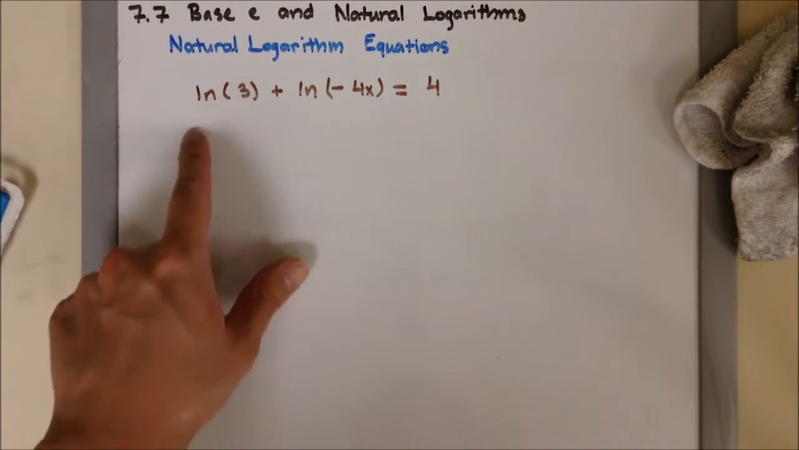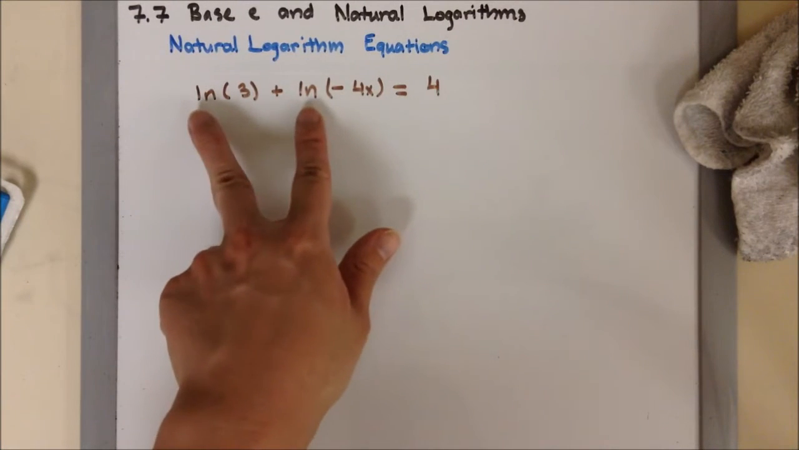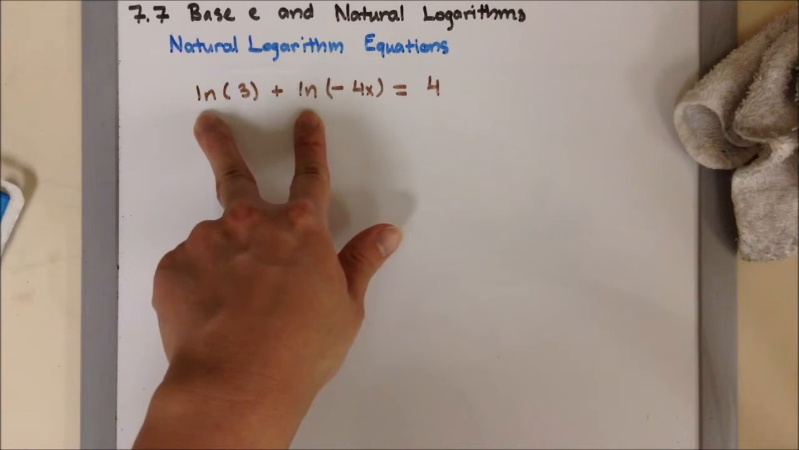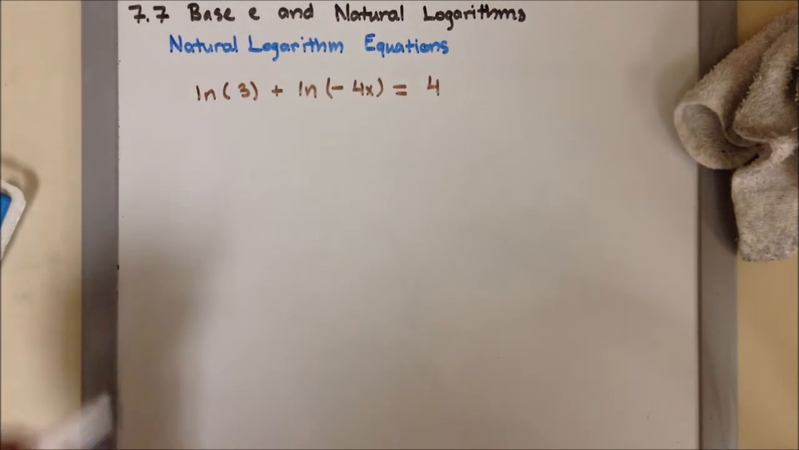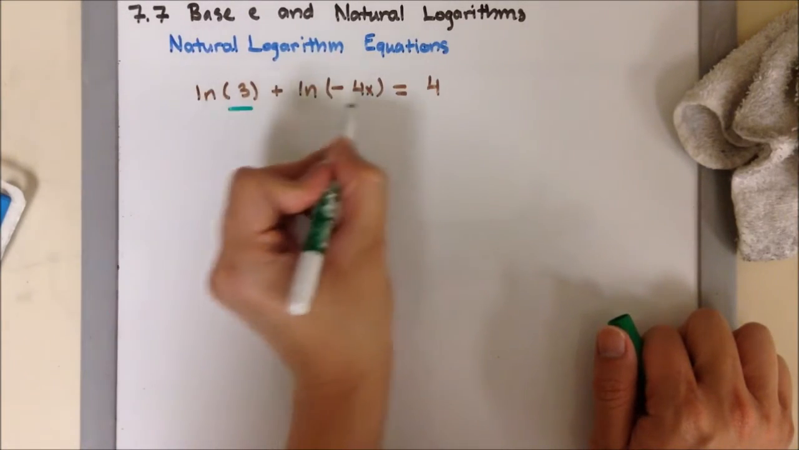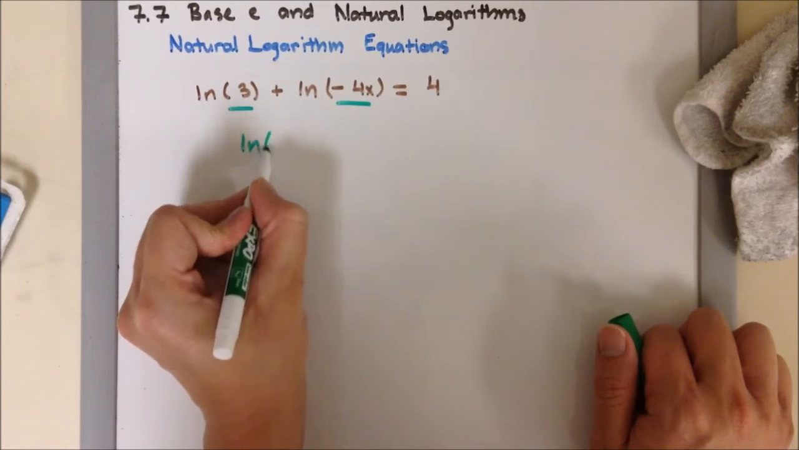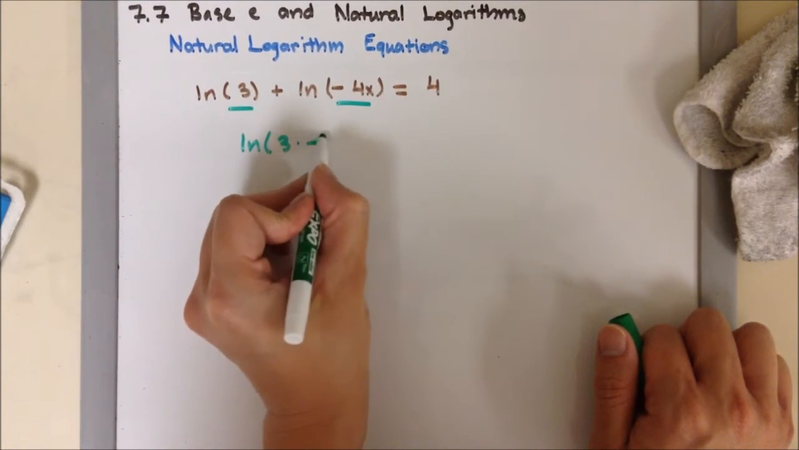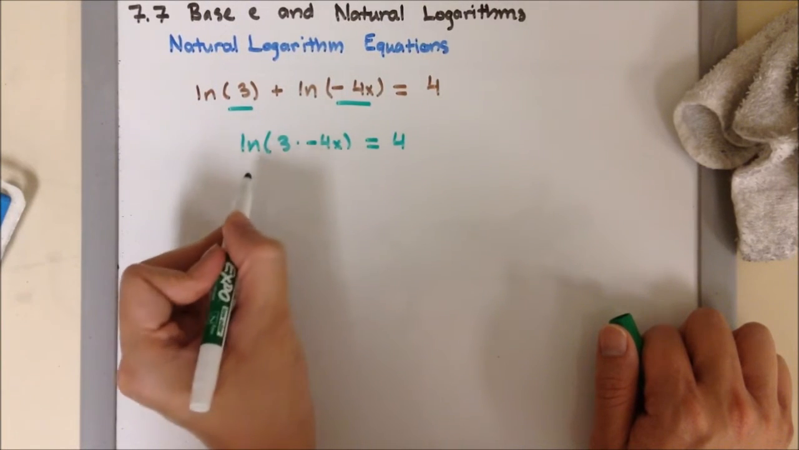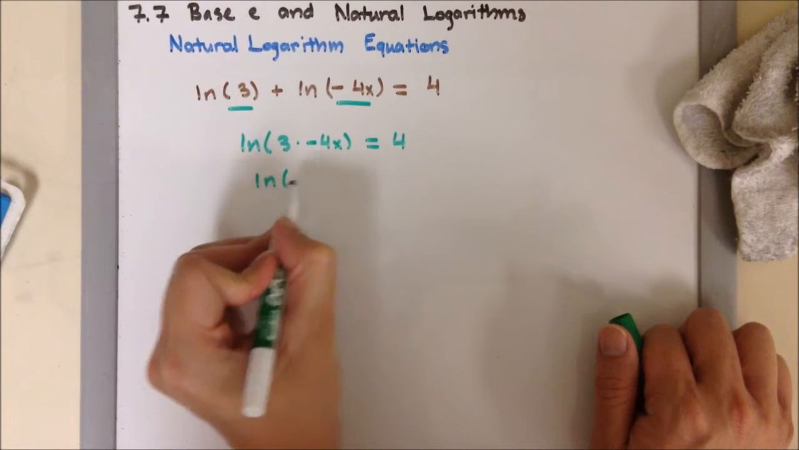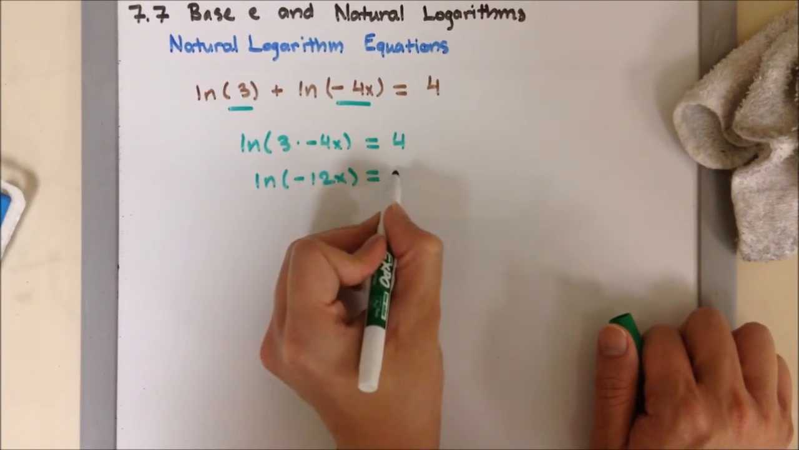In this example, I have natural log of 3 plus natural log of negative 4x equals 4. To start solving this natural log equation, I'm going to condense this into 1. So, since it's plus, I'm going to multiply the 3 and the negative 4x. So right now we have natural log of 3 times negative 4x equal to 4. So when I simplify the inside, I'm going to have natural log of negative 12x equal to 4.